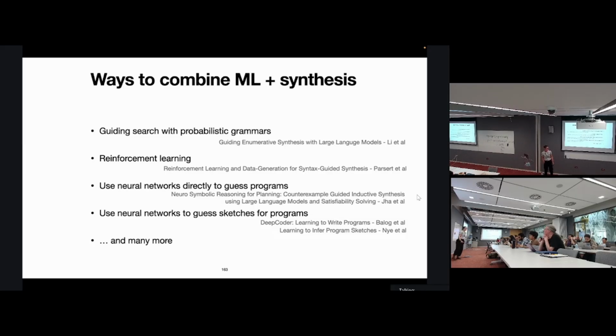You can also use neural networks trained to predict the grammars that you use or the sketches that you use, and then combine those with enumerative synthesis to complete them.